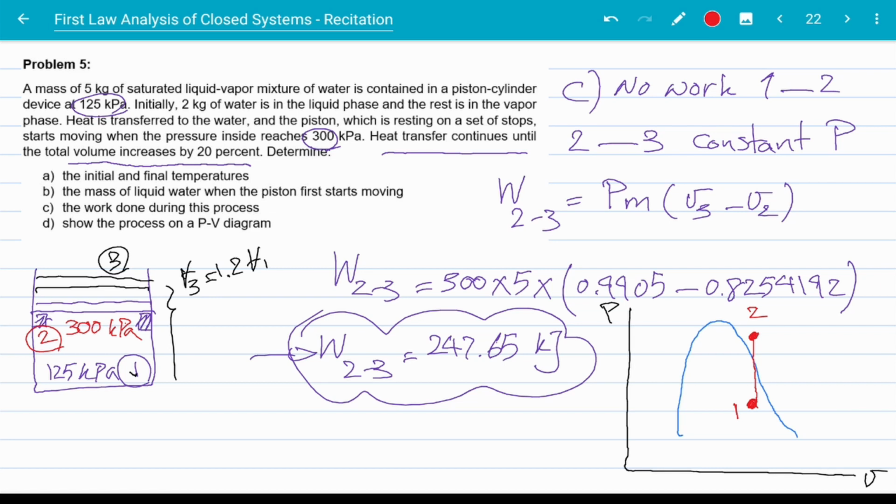The process from 1 to 2 was constant volume. And then it expands with a constant pressure to state 3. Now, as you can see, state 1 is saturated mixture. State 2 falls outside the dome on the right-hand side, so it's superheated. And then the constant pressure expansion goes deeper into the superheated region. So this is the PV diagram of problem 5.